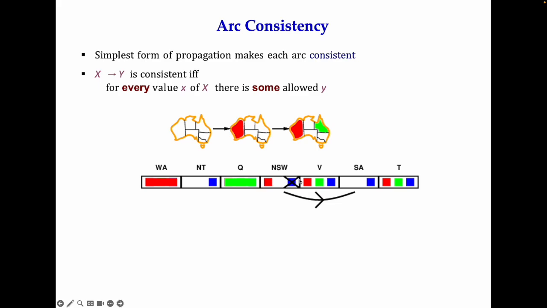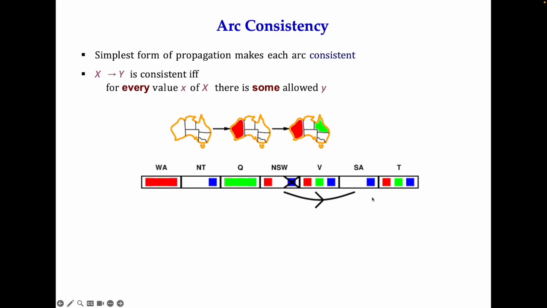Now, as soon as you remove a value from the domain of NSW or from the domain of X, the arc consistency tells you that you have to continue, right? You don't stop here. You want to now make sure that there are some possible values left for other regions as well.